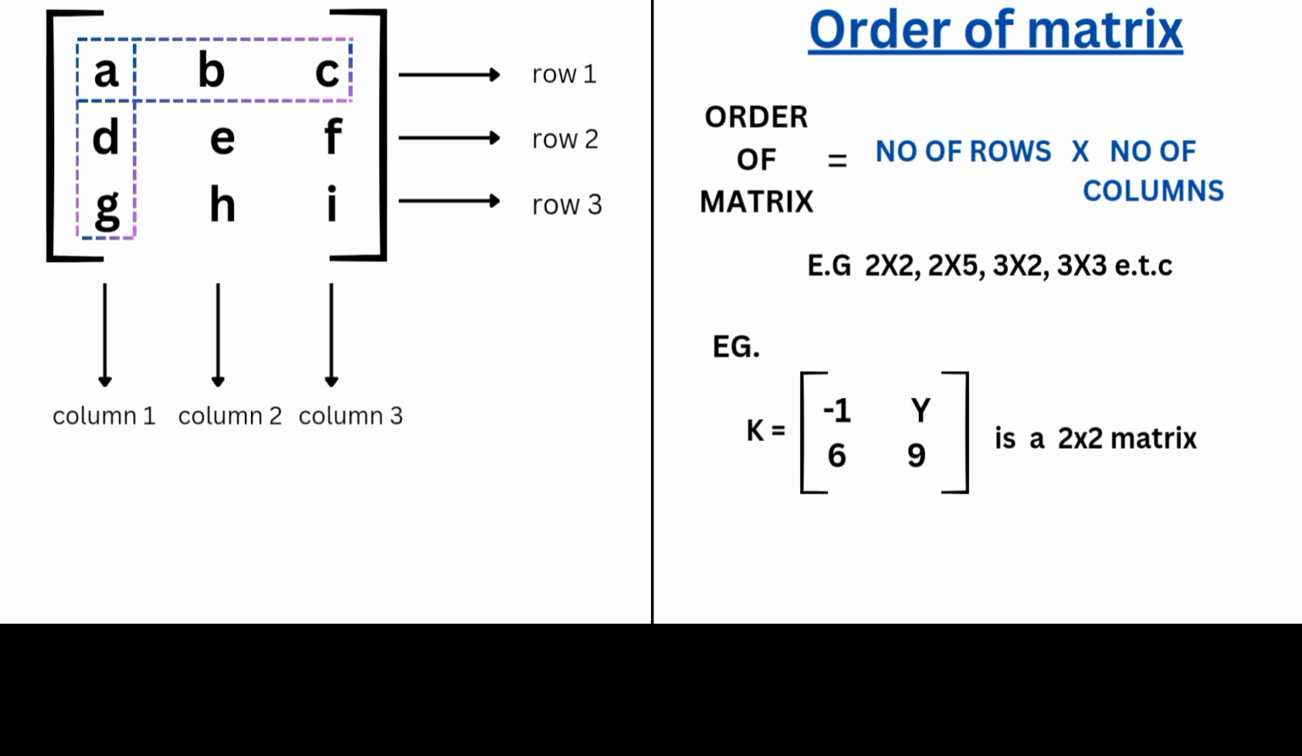So we are given this example, a matrix K which has elements -1, y, 6, 9. It's a 2 by 2 matrix since it has 2 rows and 2 columns. Row 1 is -1, y, row 2 is 6, 9, column 1 is -1, 6, column 2 is y, 9.